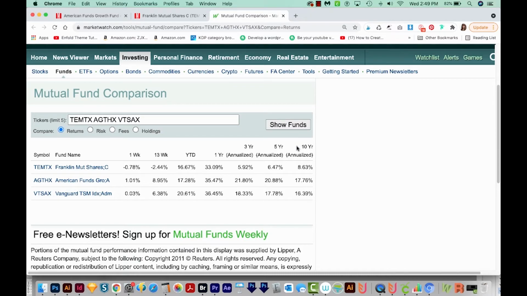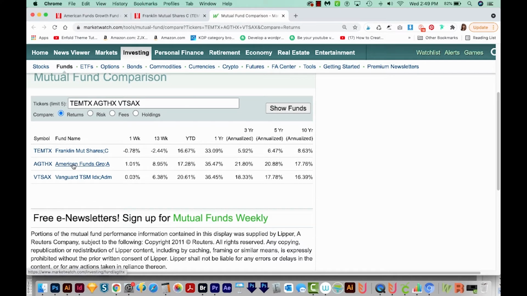So when we look at the long-term annualized return for holding your investments for 10 years in these funds, you'll see that the level load shares, the Franklin mutual fund, only pulled in 8.63%. Not great. The American Front Load Fund performed the best at 17.76%, and then the very low fee index fund was just behind that at 16.39%.